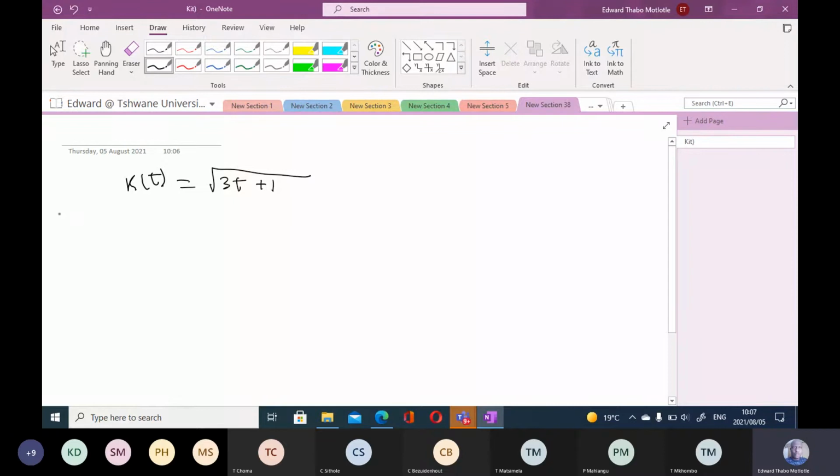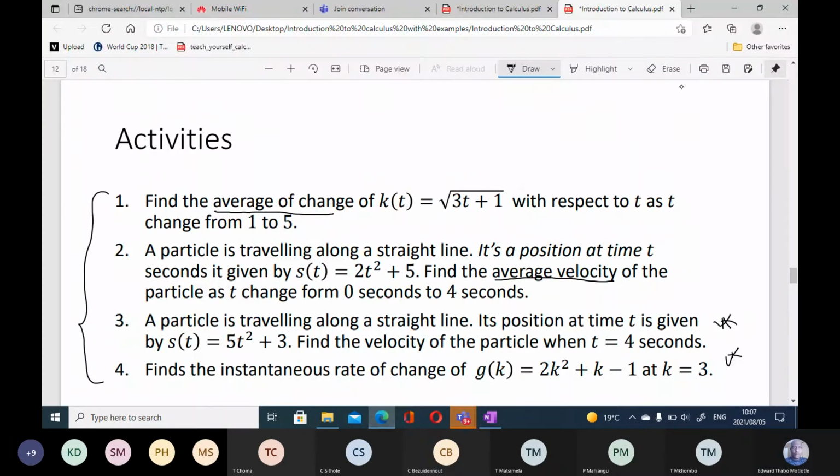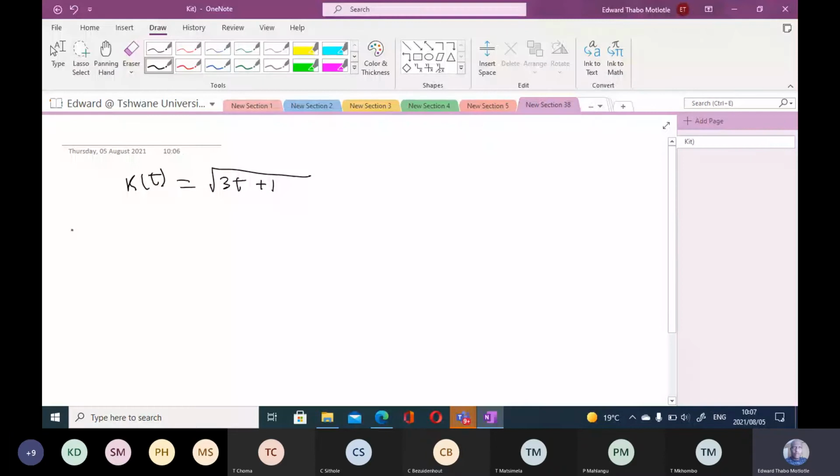Now we want to determine the change. What was the question there? I want to be clear: average change. Okay, I don't know how I'll write it out, so let's just use average. Average k(t). Let's just move.